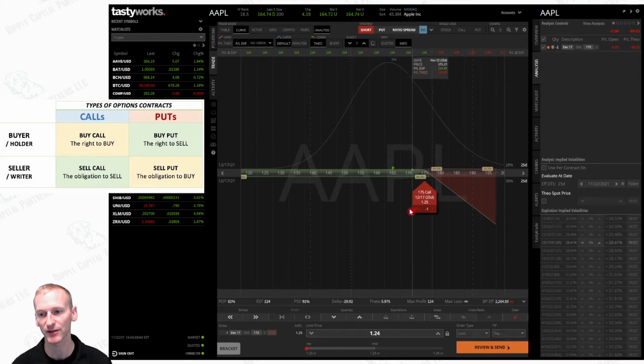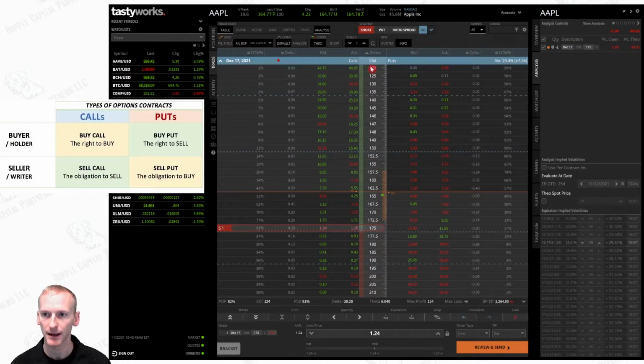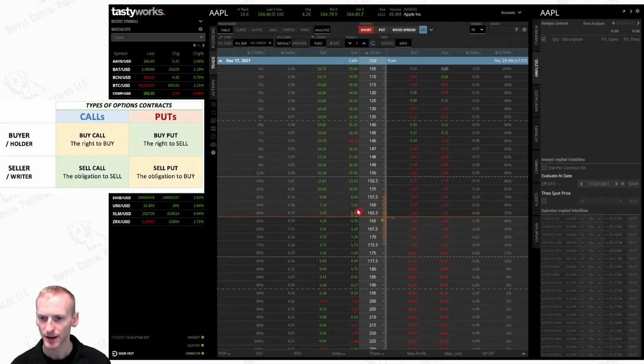But the most I can make on this trade is $1.24. And every day that passes, I'm collecting about $6.04 in theta decay. Now my max loss is indefinite because the price can go up infinitely. I believe that's everything I need to go over with that.